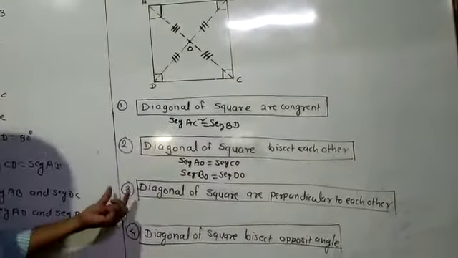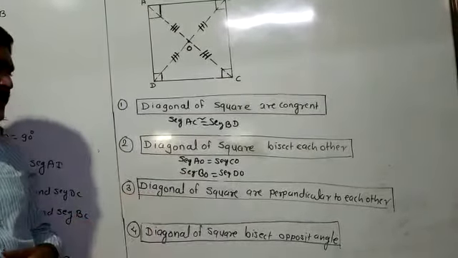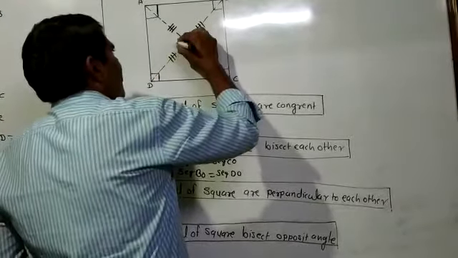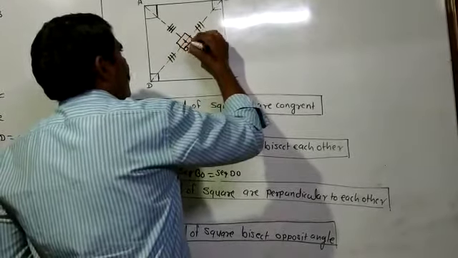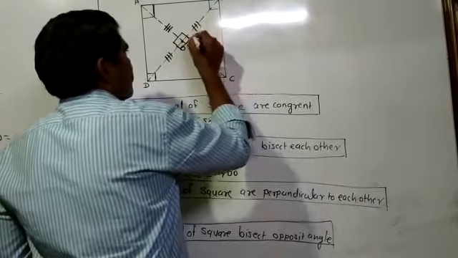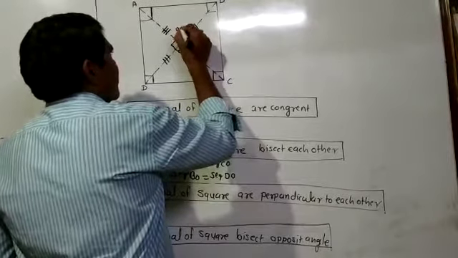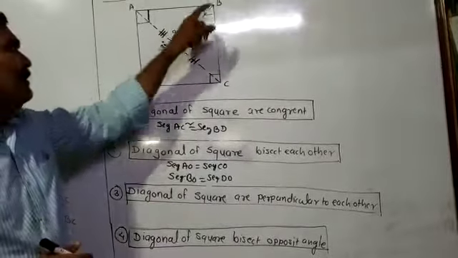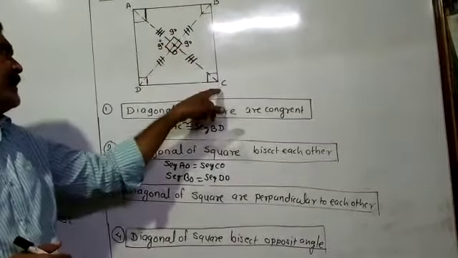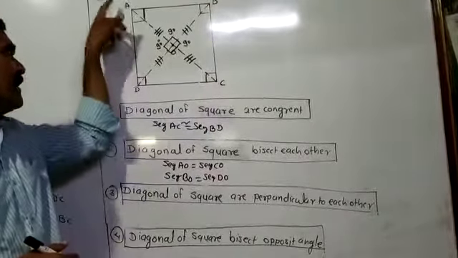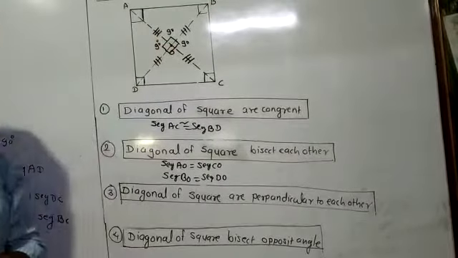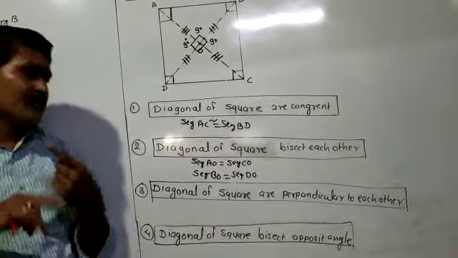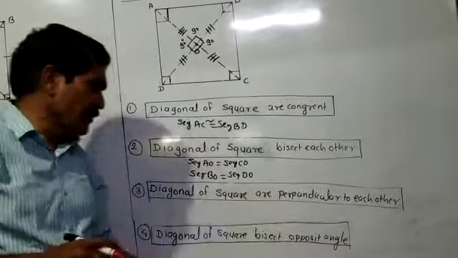The third property is that the diagonals of the square are perpendicular to each other. When they intersect, a 90 degree angle forms. So angle AOB is equal to 90 degrees, angle BOC is 90 degrees, angle COD is 90 degrees, and angle AOD is 90 degrees. So the diagonals of the square are perpendicular to each other.